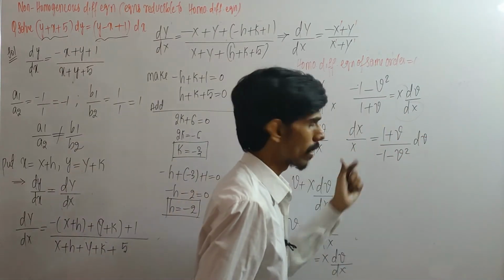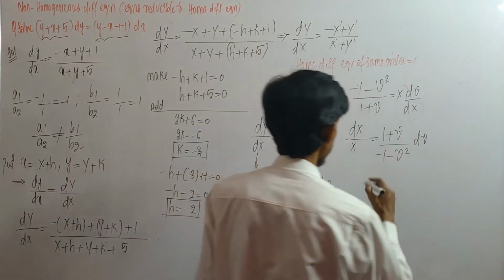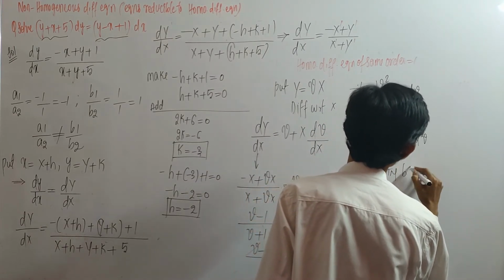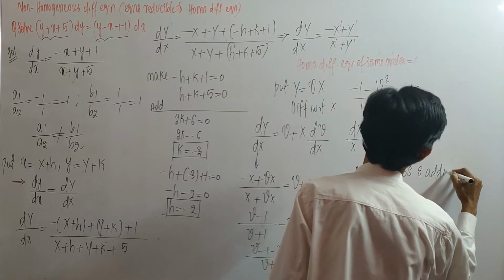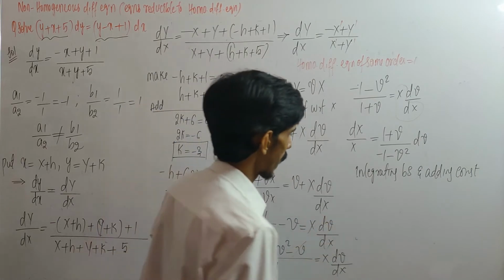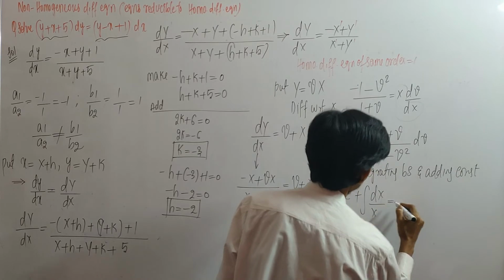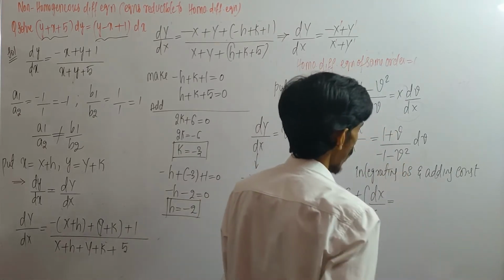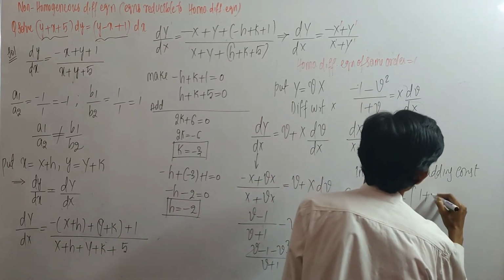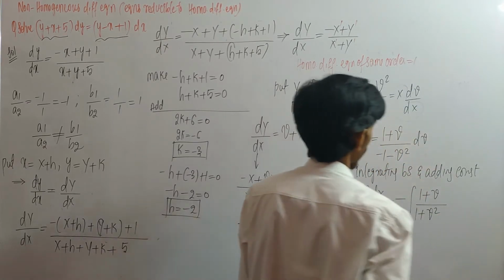Now we separated the variables, that is x on one side, v on one side. Now the next step is integrating both sides and adding a constant. So let me add the constant on this side, c plus integration dx by x is equal to, take minus common, here I have minus integration (1 plus v) upon (1 plus v square) dv.